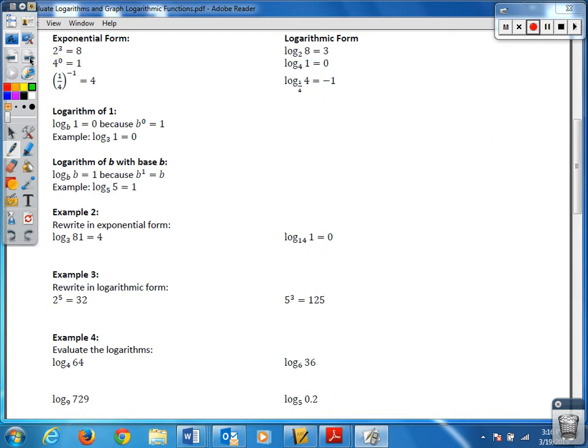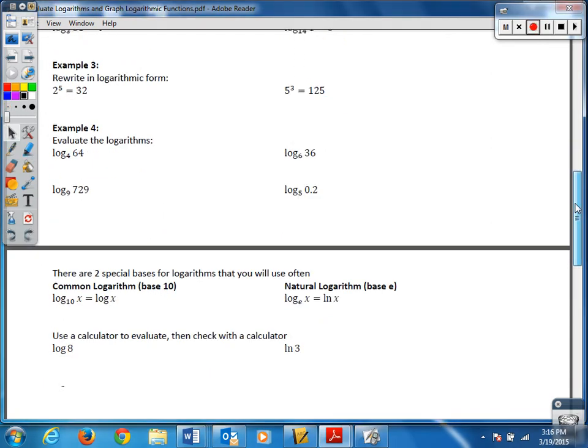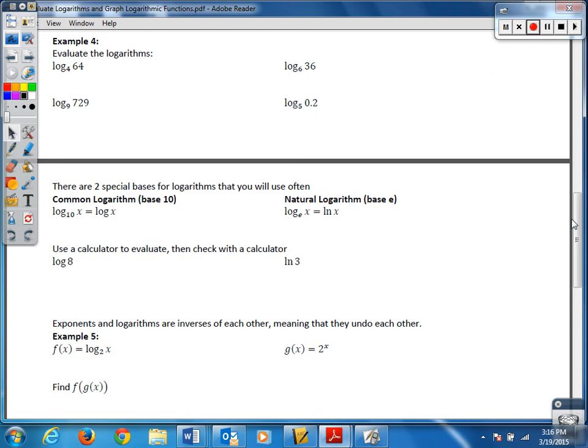Let's go down to example 4 where we're going to evaluate some logarithms. All right, so the log base 4 of 64 is asking what power do you need to raise 4 to get 64? Well, that's going to be 3. 4 to the third power is 64. On the right, the log base 6 of 36, that's what power do you need to raise 6 to get 36? That's 2. 6 squared is 36.